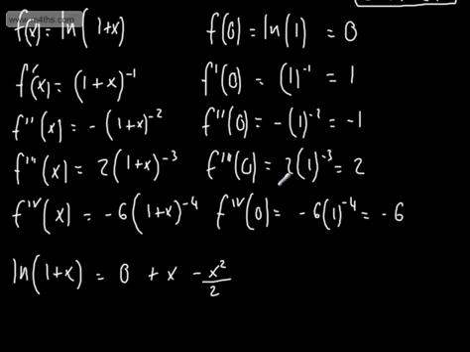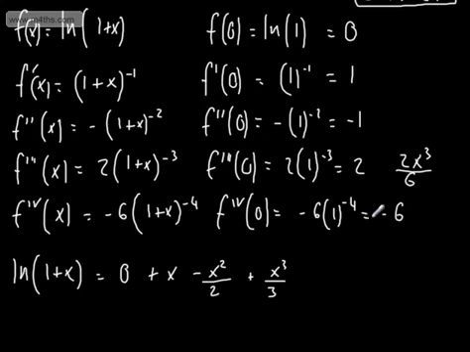Okay. If we now take the next one, f triple dash of 0 multiplied by x cubed over 3 factorial. So we end up with 2x cubed over 3 factorial. 3 factorial is 6. So we're going to wind up now with x cubed over 3.